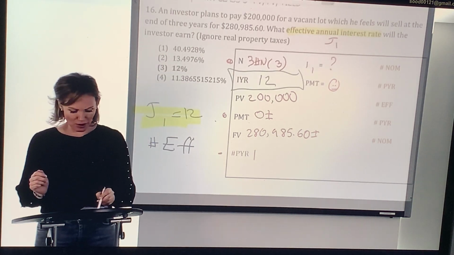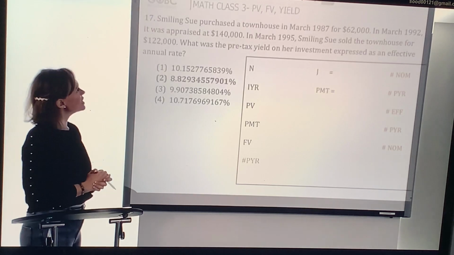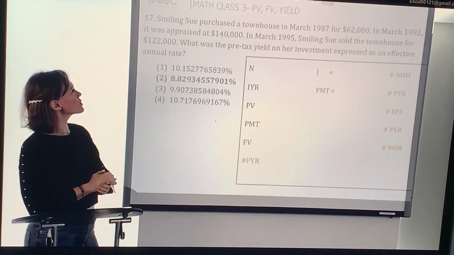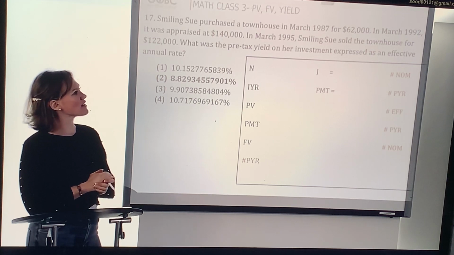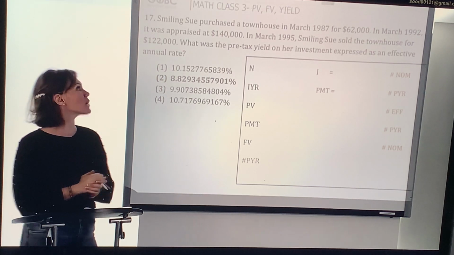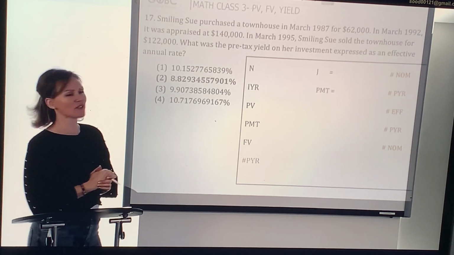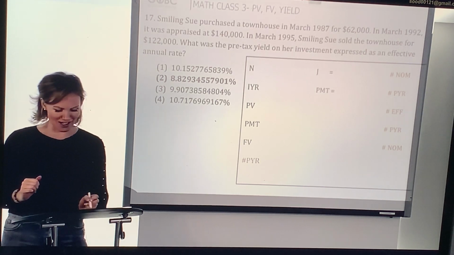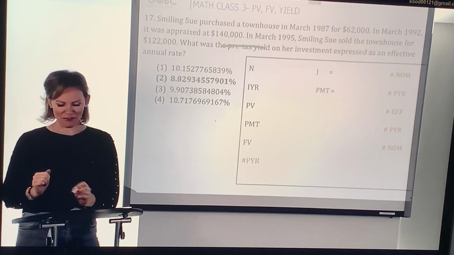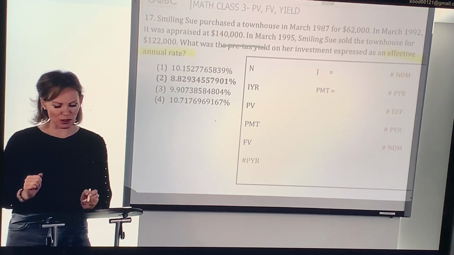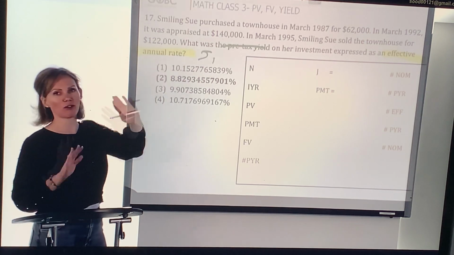So option number 3. Question 17. Smile & Sue purchased a townhouse in March 1987 for $62,000. March 1982, it was appraised for $140,000. In March 1995, Smile & Sue sold the townhouse for $122,000. What was the pre-tax yield on her investment expressed as an effective annual rate? Pre-tax yield, I don't care. They can put all this fancy stuff on you, but all I care about is my rate, and it says it's an effective annual rate, so that means they're looking for J1. That's all I'm looking for, okay?